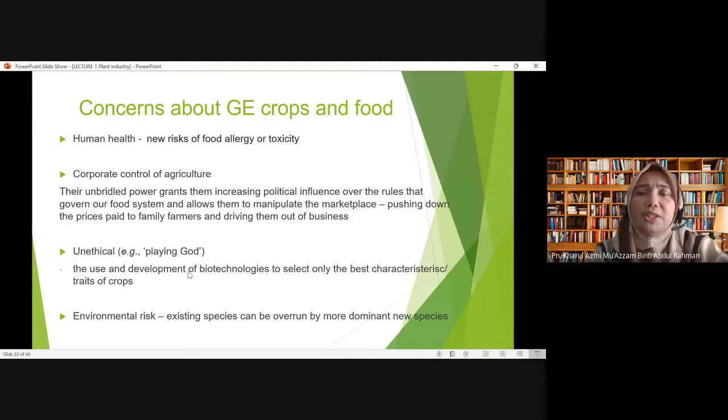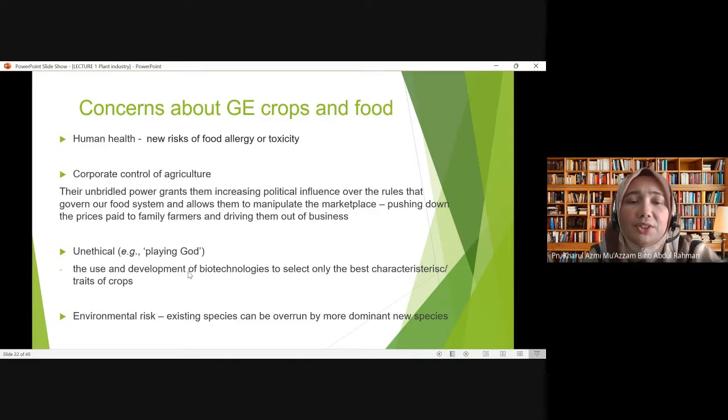Ada juga isu macam, let's say, kita nak create playing god. Maksudnya kita nak memandai-mandai kerja Tuhan. Macam nak create the use and development of biotechnology to select only the best characteristics. Macam kita nak pilih yang bakal baik-baik je, yang cantik-cantik je. Tapi ada jugalah yang mempertikaikan, macam memandai-mandai kejadian Tuhan, something like that lah.